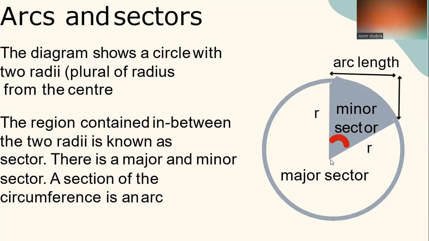So there are two sectors here. One is a minor sector, which is inside the shaded part that you can see. And this is the major sector, which occupies the rest of the circle. Okay, there is a major and a minor sector. A section of the circumference is an arc. If you can see, this is a section of the circumference. This is an arc.